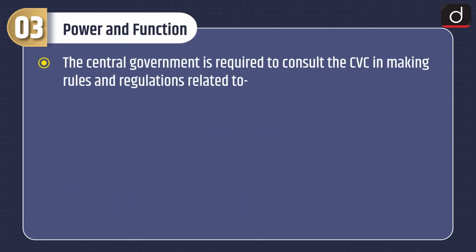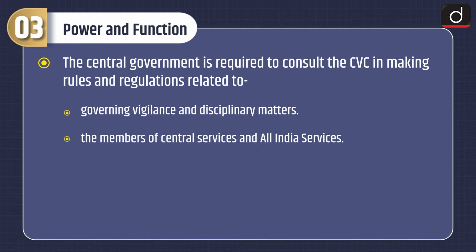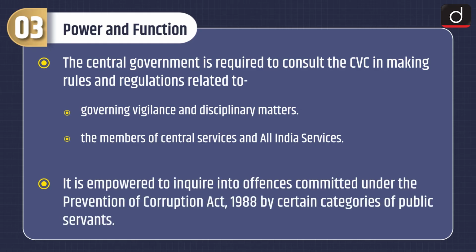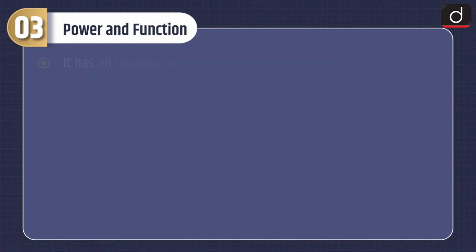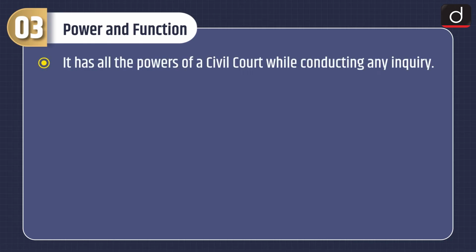The central government is required to consult the CVC in making rules and regulations related to governing vigilance and disciplinary matters of the members of central services and all India services. It is empowered to inquire into offences committed under the Prevention of Corruption Act 1988 by certain categories of public servants. It has all the powers of a civil court while conducting any inquiry.